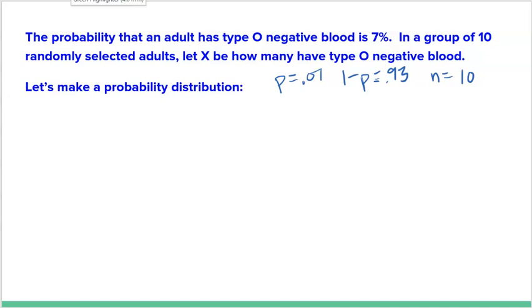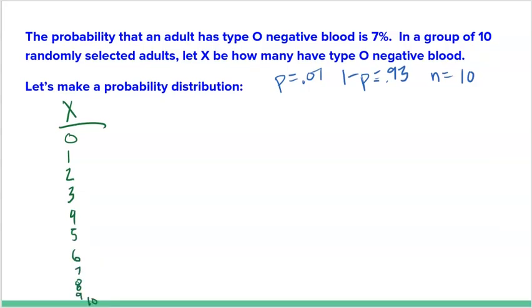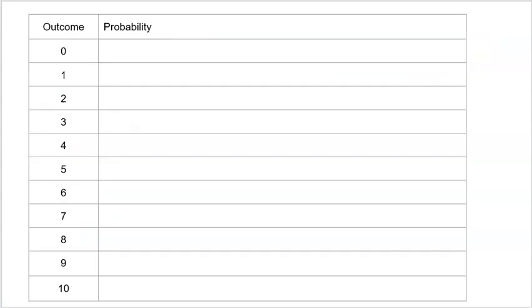All right, so let's make a probability distribution. Now remember, a probability distribution has X, all of the outcomes. Now remember, we're looking for how many people have type O negative blood. Well, if there's 10 people, none of them can. 1, 2, 3, 4, 5, 6, 7, 8, 9, 10. I ran out of room. You know what? Let's make this nicer. Here is a very nice, pretty chart for all the outcomes. This is discrete because I just made a list of all the different outcomes for how many people could have O negative blood. Now I just got to find the probabilities.